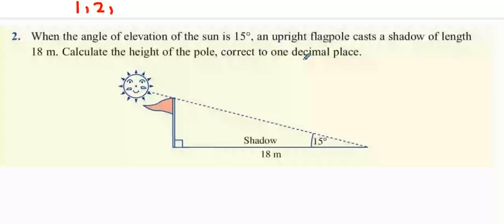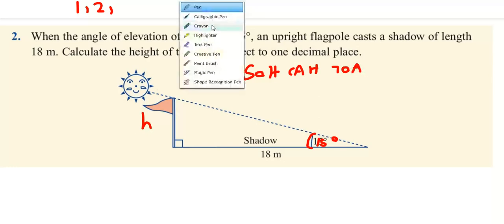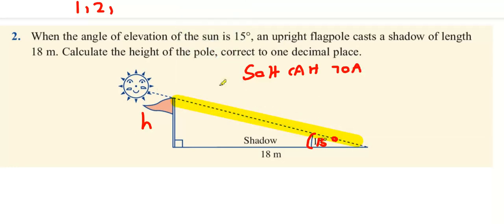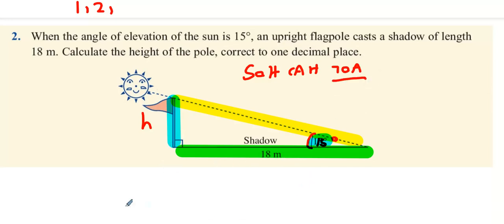When the angle of elevation of the sun is 15 degrees, an upright flagpole casts a shadow of length 18 meters. Calculate the height of the pole correct to one decimal place. Once again, we want the height of the pole. We're told that this angle is 15 degrees. You should probably pause now and give this a go yourself. Once again, we're going to use silly old Harry chased a horse through our attic. The hypotenuse would be the yellow line. We're not after that. The opposite is the blue line because it's looking directly at the angle. And finally, the adjacent is the green side. We're looking for the blue side, which is the opposite, and we know the adjacent. So once again, we're going to use tan.